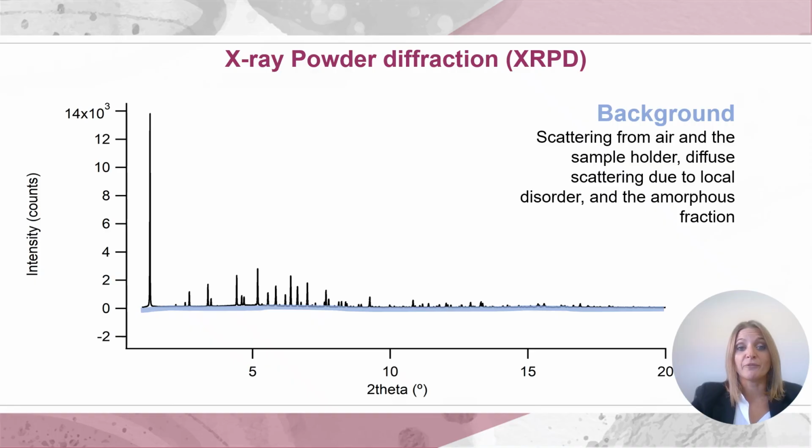First of all, we have the background that comes from air scatter, diffuse scattering due to local disorder, and any amorphous fraction. Treating the background correctly is essential because under or overestimating it can bias phase quantification and mask weak phases.